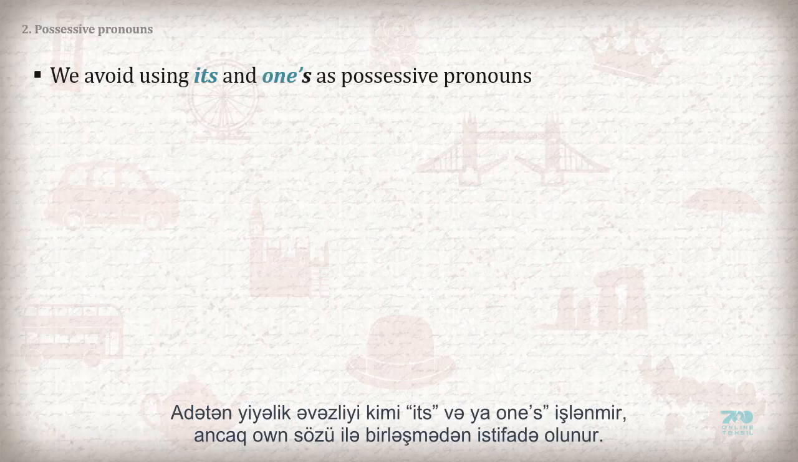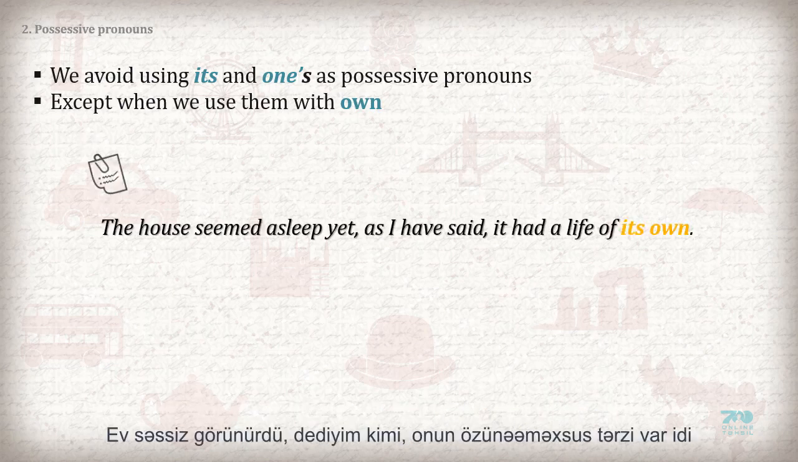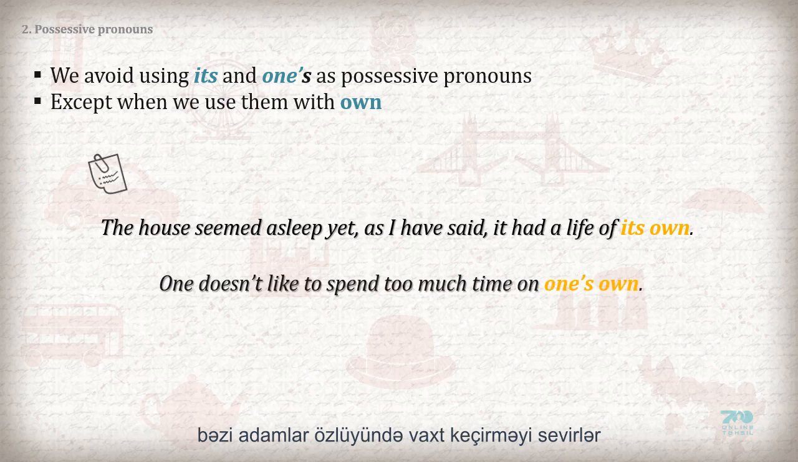We avoid using its and one's as possessive pronouns, except when we use them with own. The house seemed asleep yet. As I have said, it had a life of its own. One doesn't like to spend too much time on one's own.